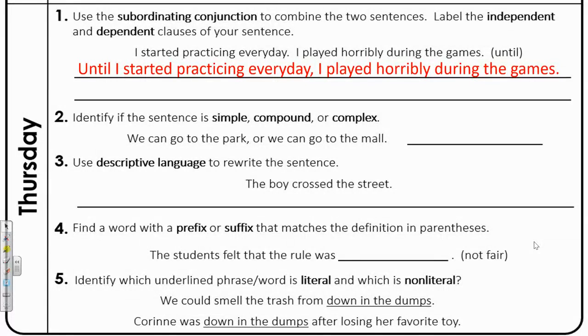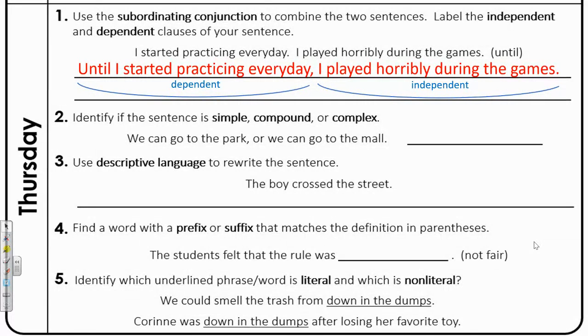Now to label our clauses. Let's look at the first clause. It says, until I started practicing every day. That by itself could not be a complete sentence. Therefore, since it cannot stand alone, it is a dependent clause. The second clause in this sentence, though, is I played horribly during the games. That clause by itself could be a complete sentence. So therefore, that one can stand alone and is an independent clause.